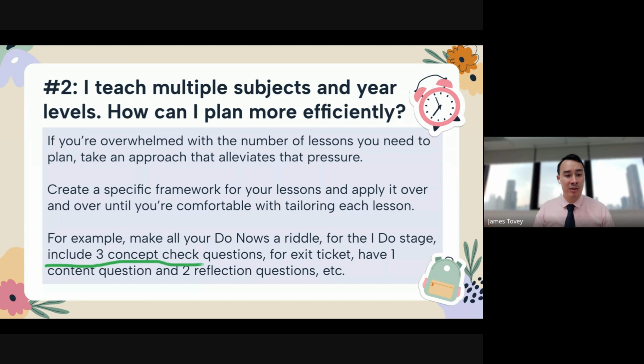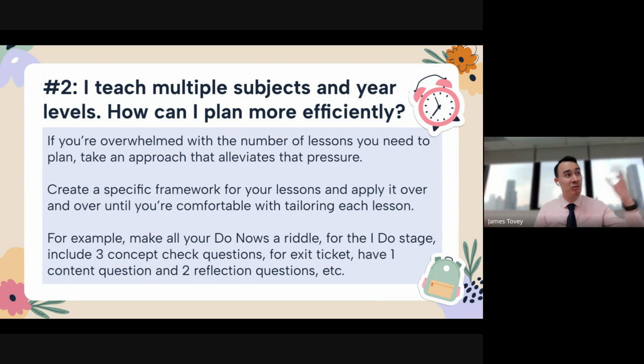Now, you can include 3 concept check questions for your I do stage, so you give them the information, here are 3 concept check questions. Boom, I'll do that every time. Or for your exit ticket, you have 1 content question, based on what they learned, and 2 reflection questions, or mix it up. Whatever it is, stick with that, copy and paste every single time. Oh, new content, or I'll just change it slightly. That sort of thing. Really helpful for additional subjects, maybe like geography.